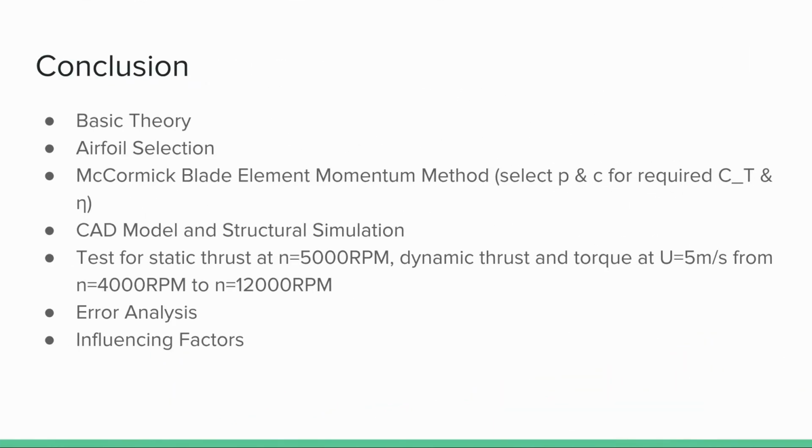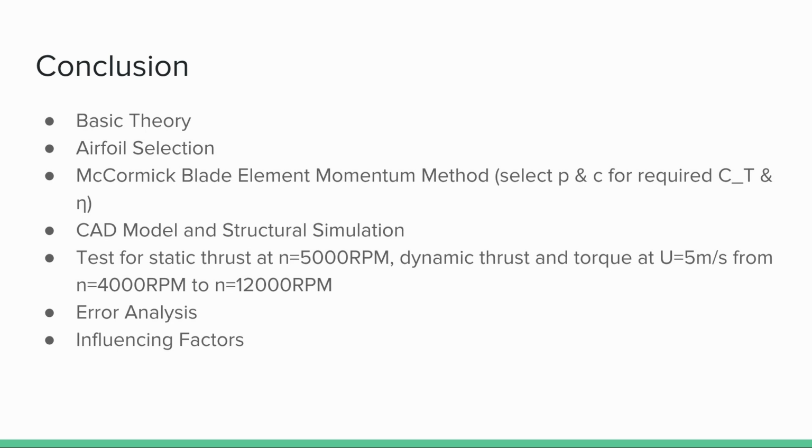Alright, so here we come to the conclusion. We begin with the basic theory of the propeller design, and we select the airfoil that is optimum for our case. We then calculated with the McCormick method based on the blade element momentum method to select the pitch and the chord length for required thrust coefficient and the efficiency. The CAD model is then established and a simple structural simulation is carried out later on.